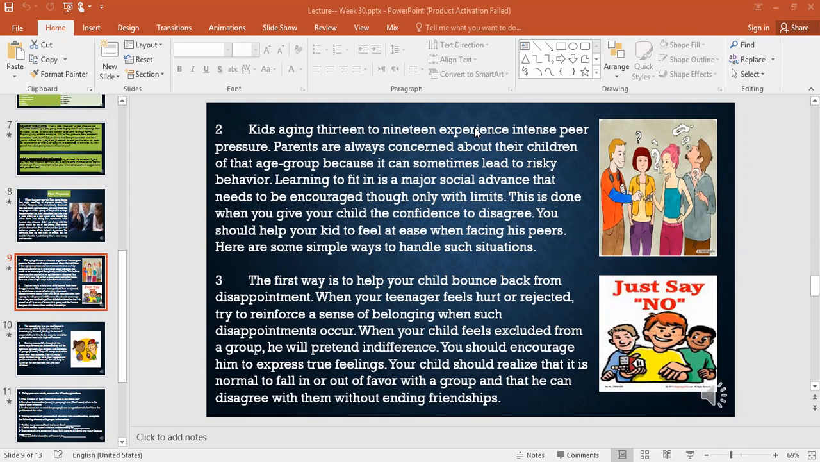You should help your kid to feel at ease when facing his peers. Yeah, not afraid, not worried. Here are some simple ways to handle such situations. Okay, now we're going to see what these ways are that allow us to handle these situations.